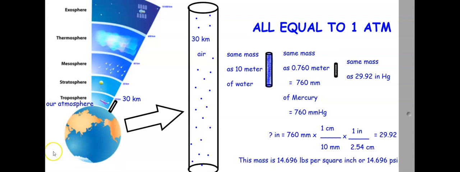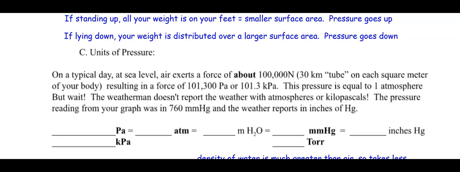So let's go back and fill in our chart. What did we learn? If we looked at that Earth picture, that 30 kilometers represents 1 atmosphere. That's our troposphere. And we defined about 100,000 newtons. Well, to be more exact, it was 101,300 pascals. What's this divided by 1,000? 101.3 kilopascals.